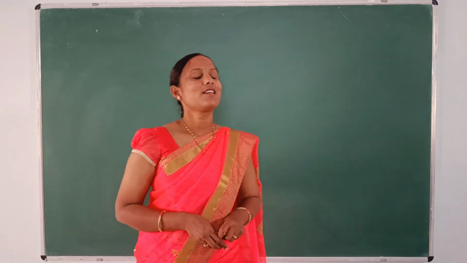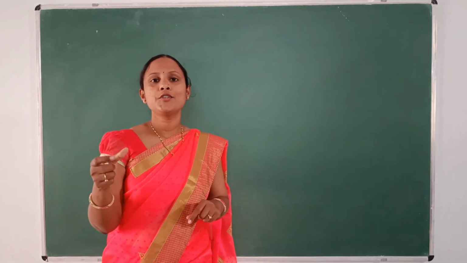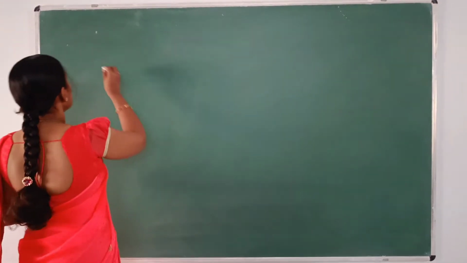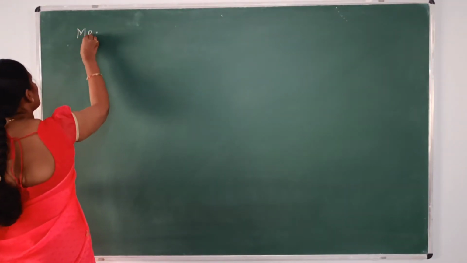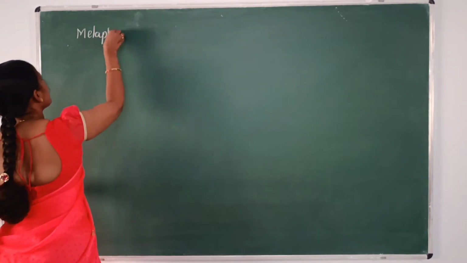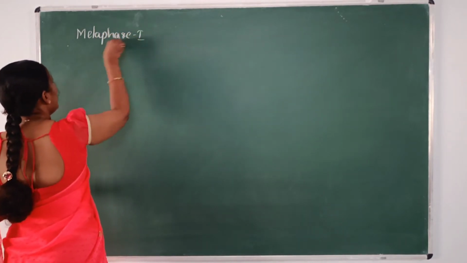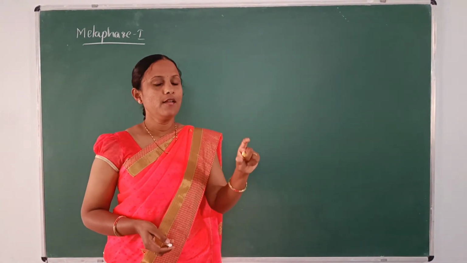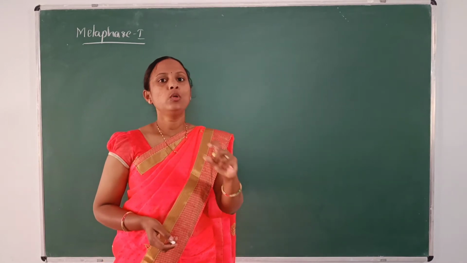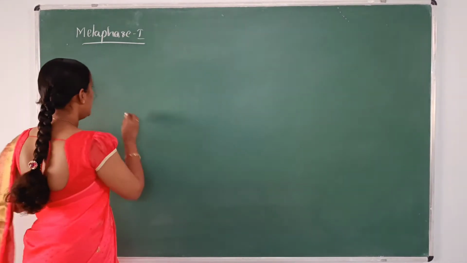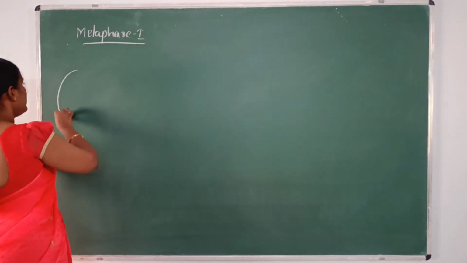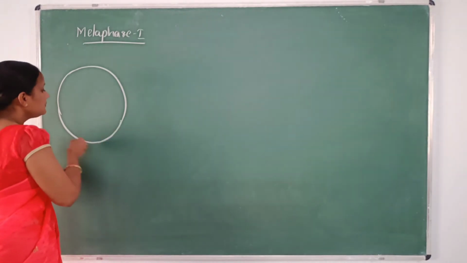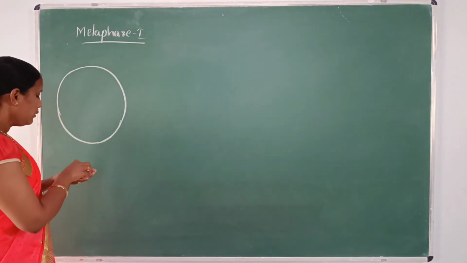Hello, welcome to class. Now we shall continue with the phases of meiosis 1, that is the metaphase 1. We have completed the phases of prophase 1, starting from leptotene up to the diakinesis. I will draw a cell which is in diakinesis so that it will be easier to understand what happens in the metaphase 1.